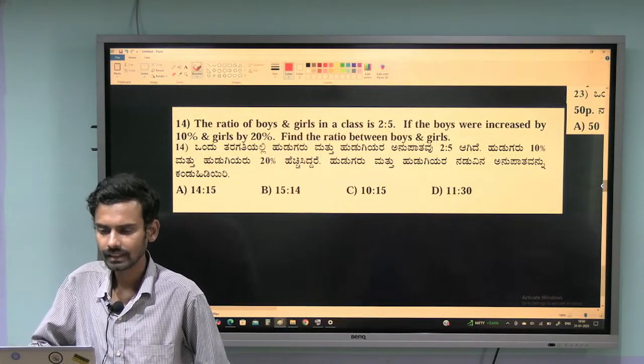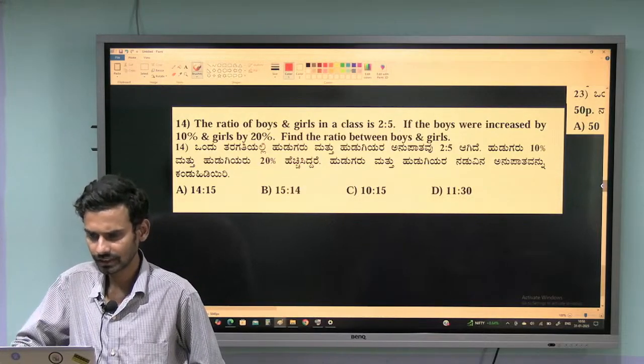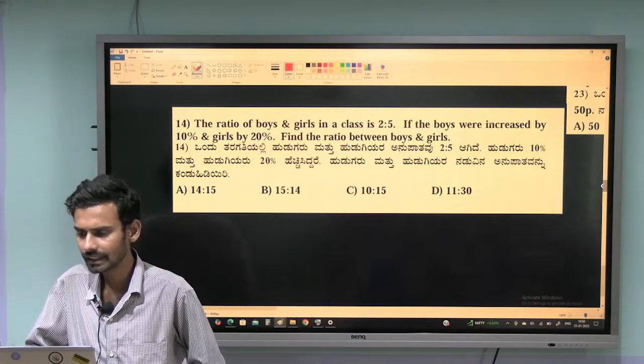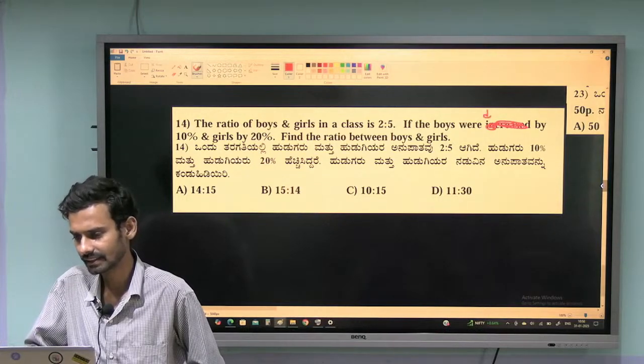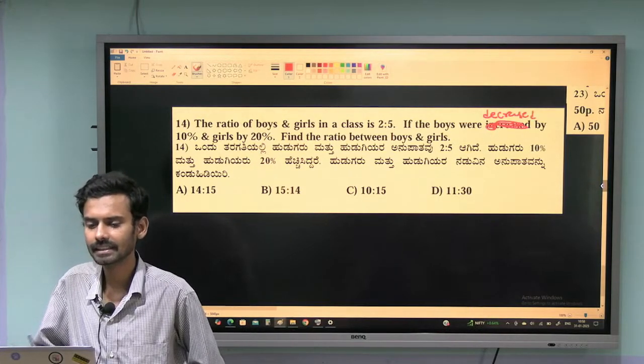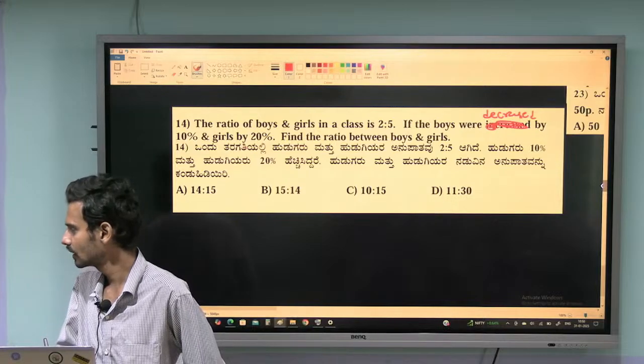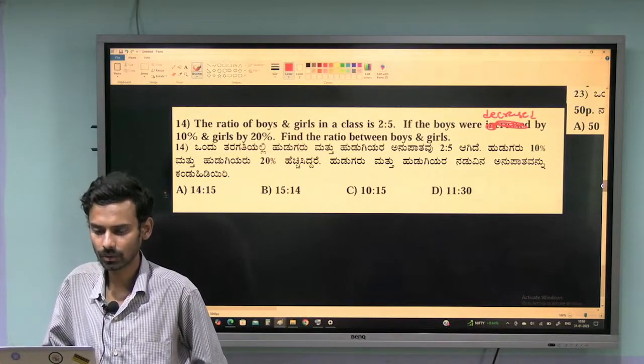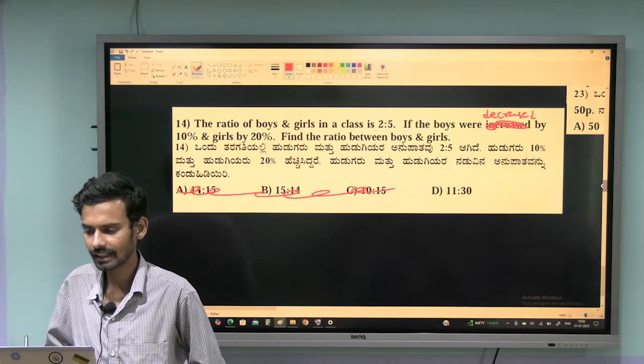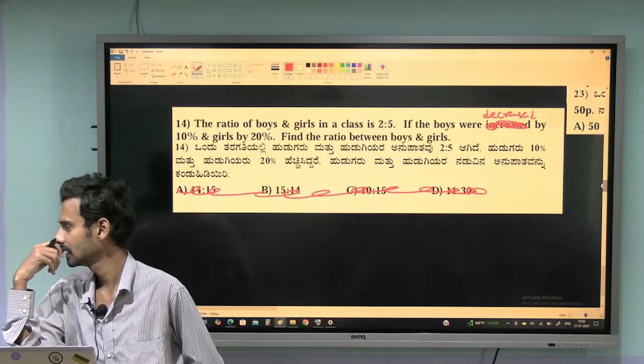Here I am changing boys and girls in the ratio, let it be 2:5. The boys, where it was increased, make it decreased. Decreased by 10% and girls also decreased by 20%. Let me know the answer now. These are not the correct options now. I have changed the question.